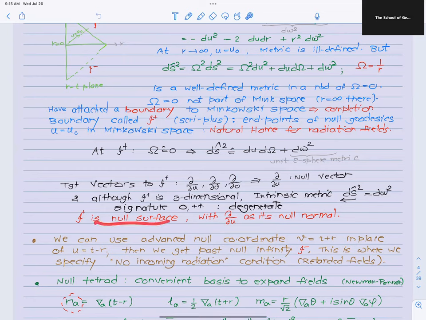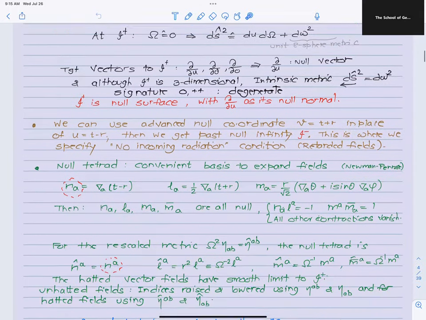Scri is a null surface because if you take this metric, the four-metric is perfectly well defined. It is non-degenerate. But if I pull it back to scri, then omega is a constant on scri, therefore this term disappears, and we're just left with the two-metric up here. So that shows that the signature of the intrinsic metric is zero plus plus, because this is just a two-dimensional plus plus metric. And d by du is a null vector, and that's the null normal to scri.